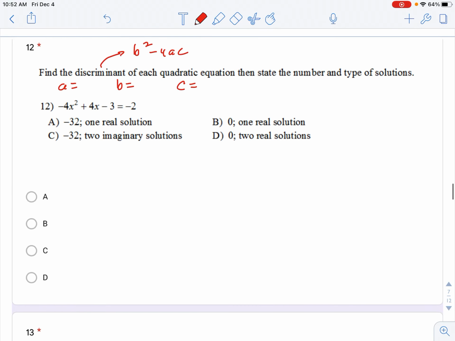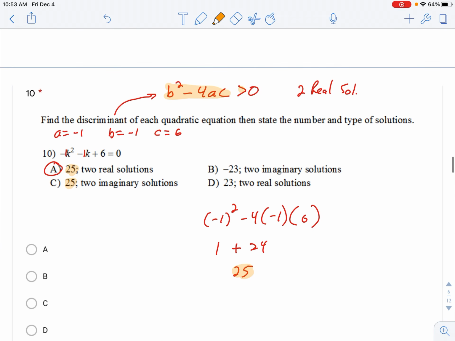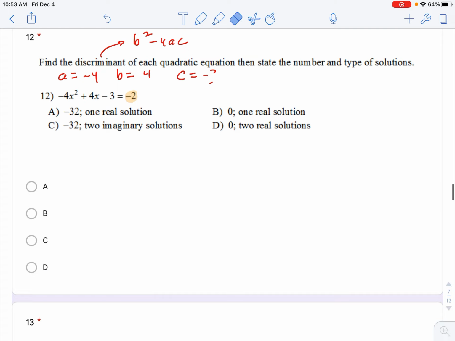Number 12, also discriminant. A is -4, B is +4. There's a problem here. You might say, C is 3. You can only do the discriminant if this side is 0. If you look at these two problems, the right side equals 0. This one doesn't, so we actually can't start this problem yet until we do a little bit of work.